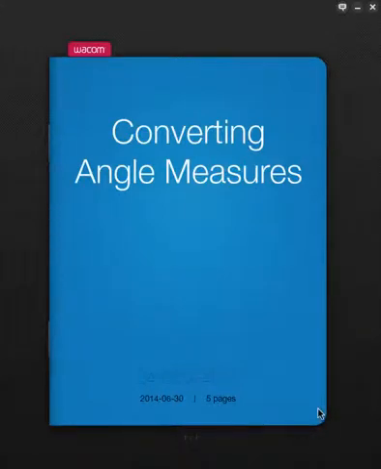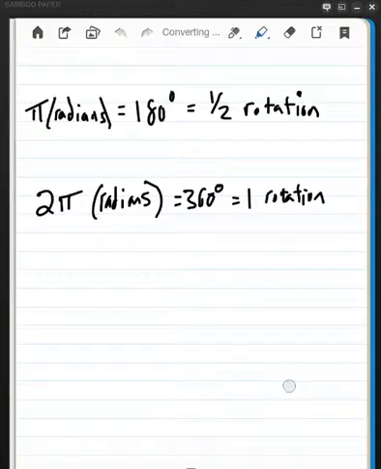Hello, and today we're going to learn how to convert angle measurements between degrees, radians, and rotations. So first of all, we need a statement of equality between all three of them. There's two of them up here. So pi radians, and usually you don't see the word radians, but pi radians is equal to 180 degrees, which is also equal to 1/2 of a rotation.